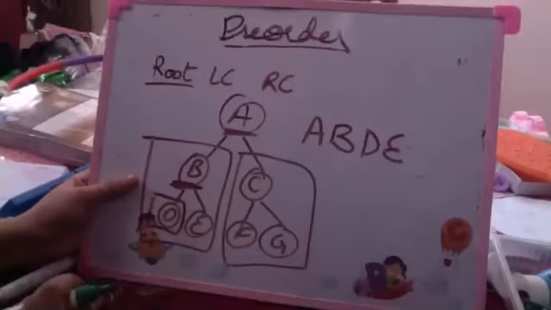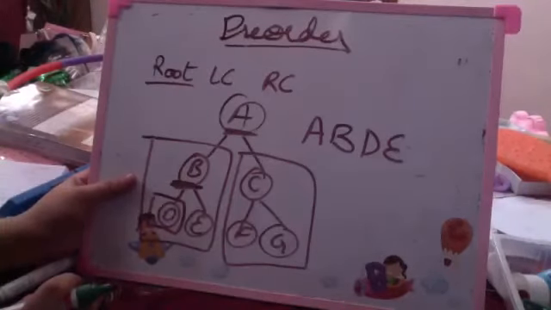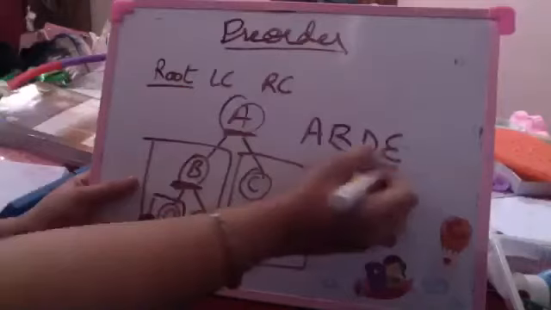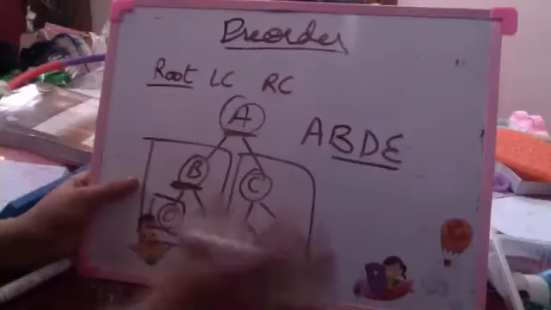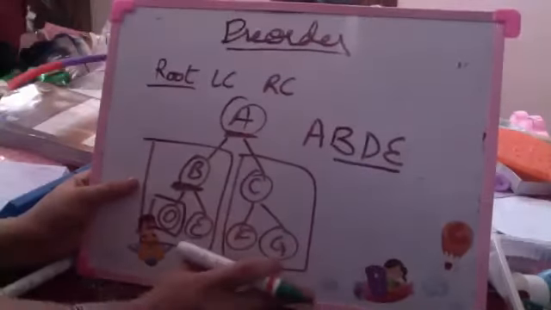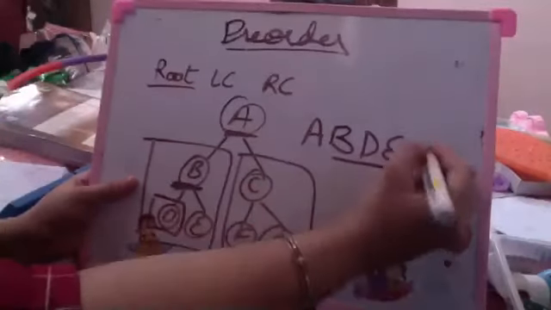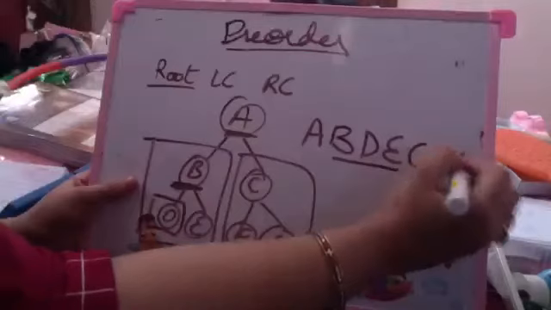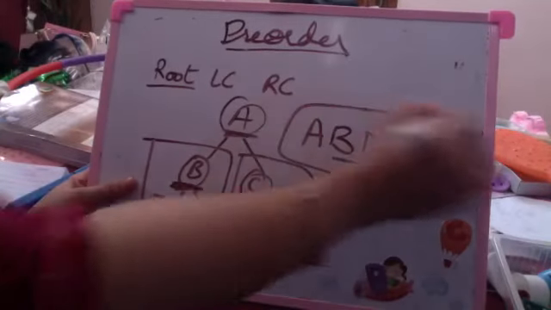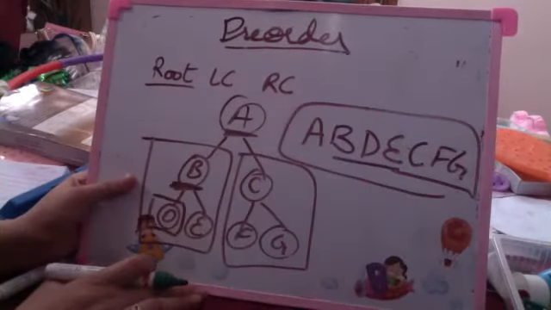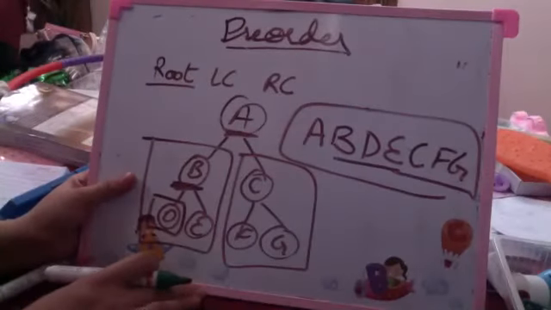Is the traversal getting clear to all? Yes, ma'am. Anybody who does not understand, please stop and ask. After traversing the left subtree, I traverse the right subtree again in pre-order. So root, left, right, root, left, right. This becomes the pre-order traversal for the given tree. Is this clear to all? Yes, ma'am.